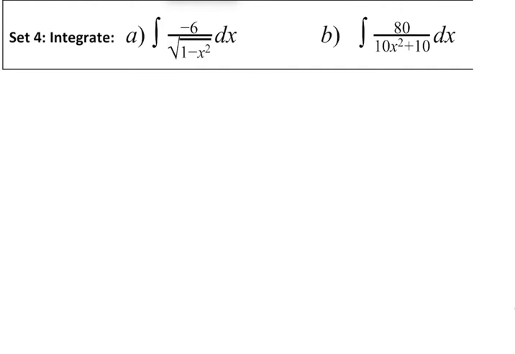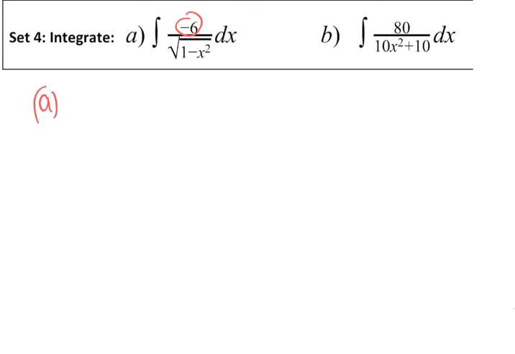Hello everyone, we're going to do some examples of integration with inverse trig. And these are fairly straightforward ones. So let's look through this. So A. First thing we notice is that's a -6, and what I need this to match is I need to have that as a 1 in the numerator, right?